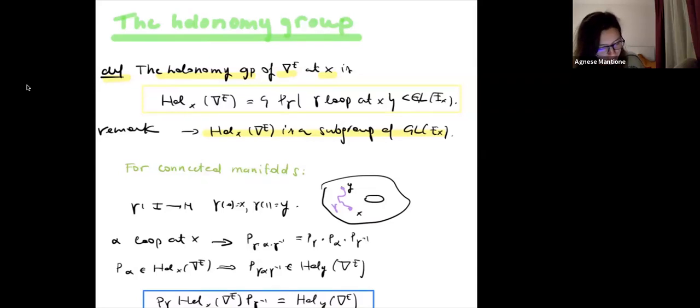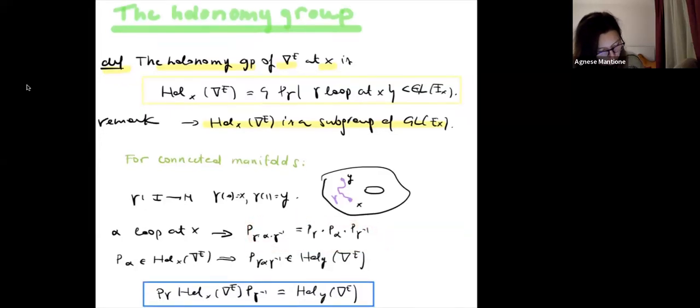This means that if we have a connected manifold, any two points can be connected via a piecewise smooth curve. And because of that, and thanks to the property that we had before, we have this rule of composition. So if we start with a loop at x, then we can consider the parallel transport along gamma and along the inverse of gamma.